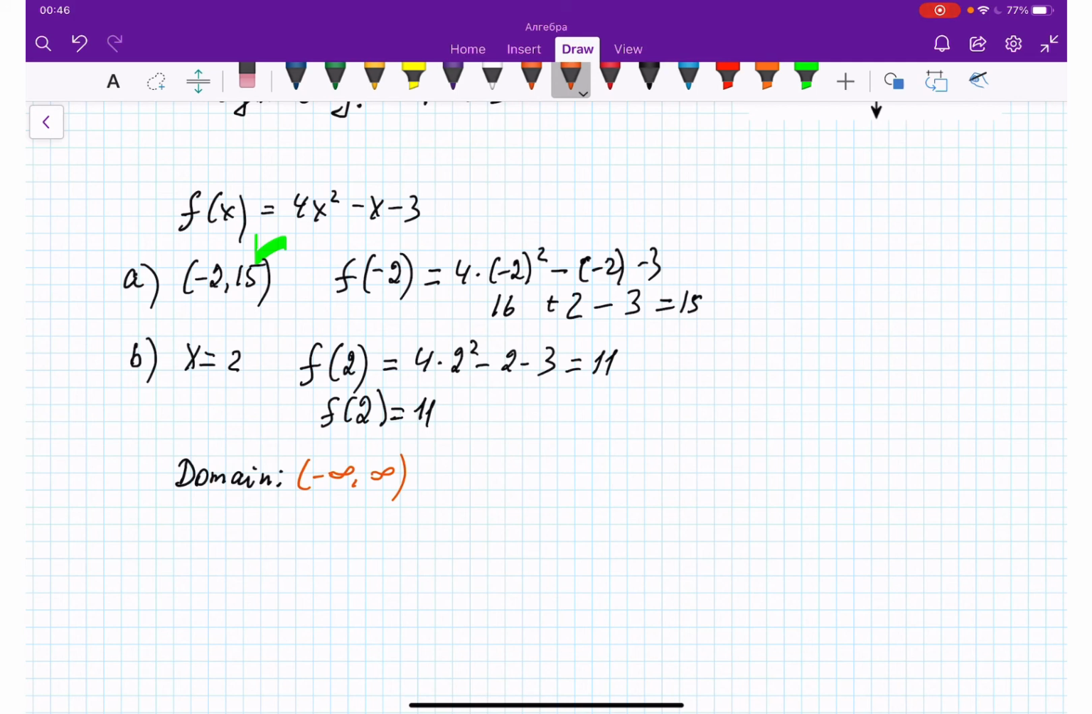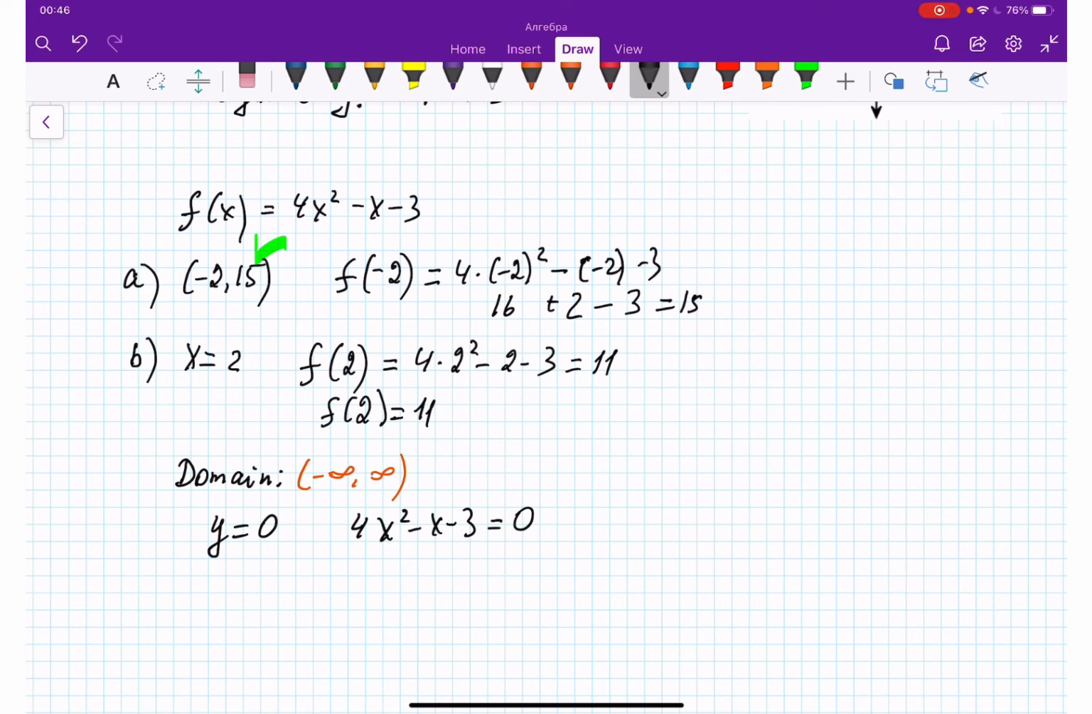So next we need to find the intercepts, X-intercept and then Y-intercept. Okay? So to find the X-intercept, we need to take y equal to 0 algebraically. That means 4x squared minus x minus 3 is equal to 0.